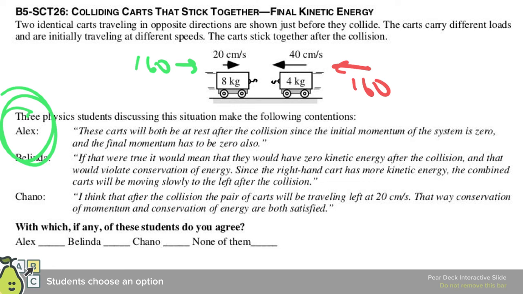Now that they're stuck together, the only way to get the final momentum to be 0 is if their velocity is 0. Belinda is correct that this violates conservation of energy, but that's okay. We don't know anything about the forces that are causing these two things to stick together. We have no reason to think that they're conservative forces. In fact, we're pretty sure they're not. And so we lose a lot of our kinetic energy, probably to heat, a little bit to sound, maybe to light if it's a particularly spectacular collision. But we don't expect kinetic energy to be conserved in general. It's not a general rule. So there we go. And Chano is just off on so many levels.